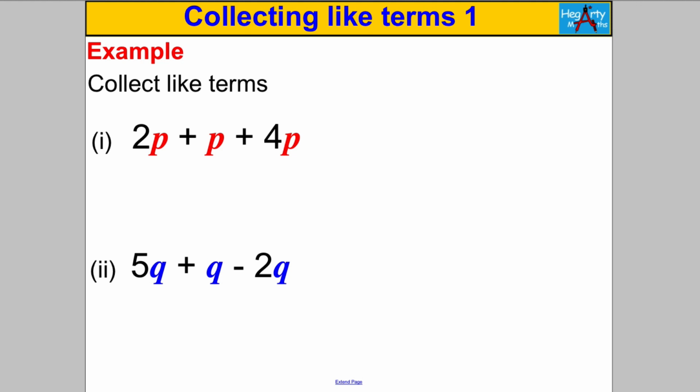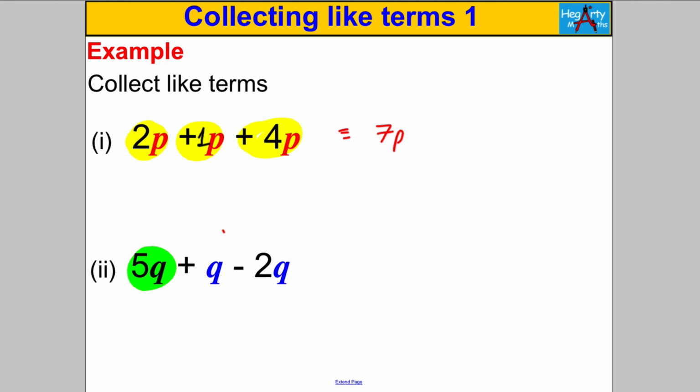Okay, highlighting like terms. We've got 2p. We are going to add a p, which we can think of as 1p. It's helpful to do that. And we are going to add another 4p's. What have we got? Well, we've got 2p, add 1p is 3p, add 4p is equal to 7p's, or identical to 7p's. Next one, do have a go yourself first.